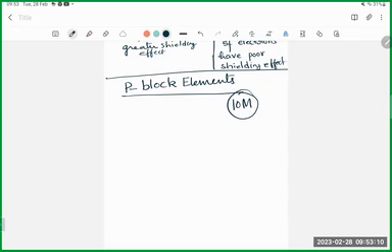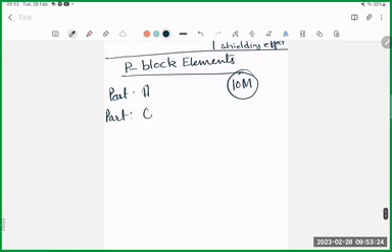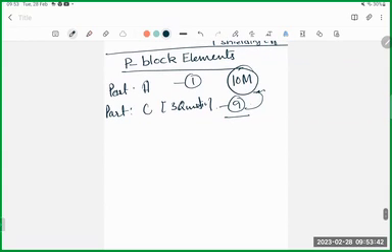We can expect one question in part A, one question in part B, and in part C we can have 3 questions. So it is 1 mark and 9 in total, so the total is 10. Like this we can expect.